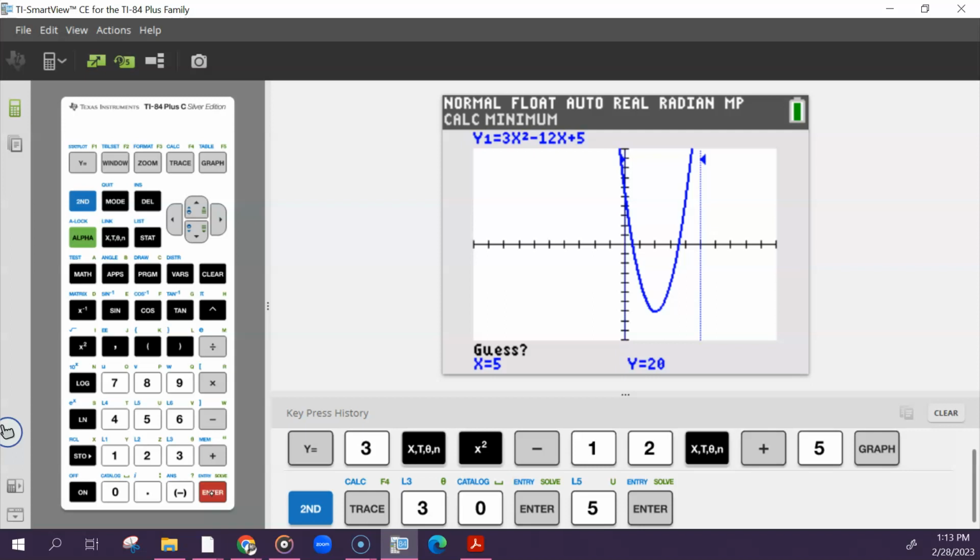Then it'll ask, do you want to guess? I don't. I want it to do the work. So I'm going to hit enter again. And it'll tell you what the answer is, the vertex. Only issue is it does this. I don't know why. That's really just 2. So our vertex would be at 2, -7.